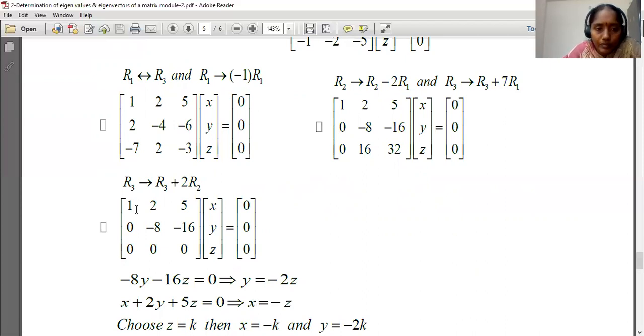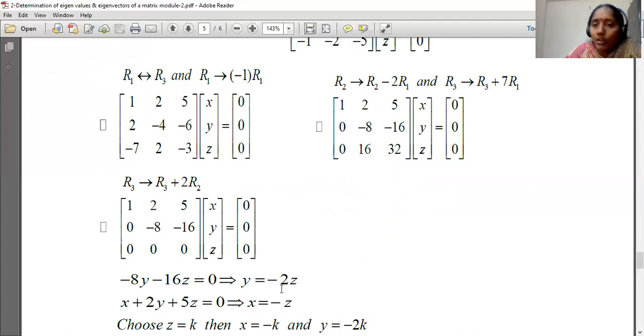Here, x plus 2y plus 5z equals 0. Minus 8y minus 16z equals 0. That means y equals minus 2z. After substituting this y value in the first equation, we get x equals minus z. So x and y are in terms of z.